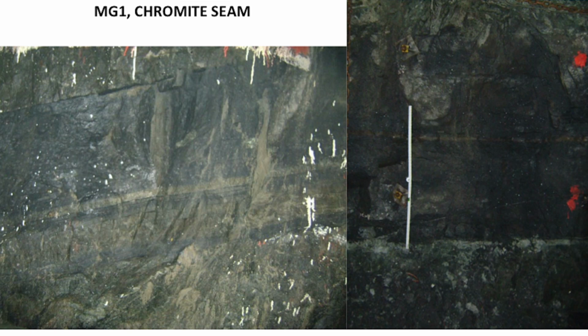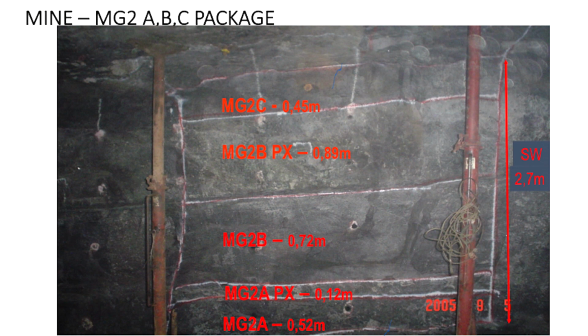This is what the MG1 chrome seam is, also high quality chrome, it looks like. It has some stringers at the bottom. It's about 1.3 meters thick and has a thin parting in the middle. This is the MG2, which is mined extensively at Mooinooi, Western Chrome Mines. And those are the 3 chrome seams with the pyroxenite layers or waste partings in the middle.